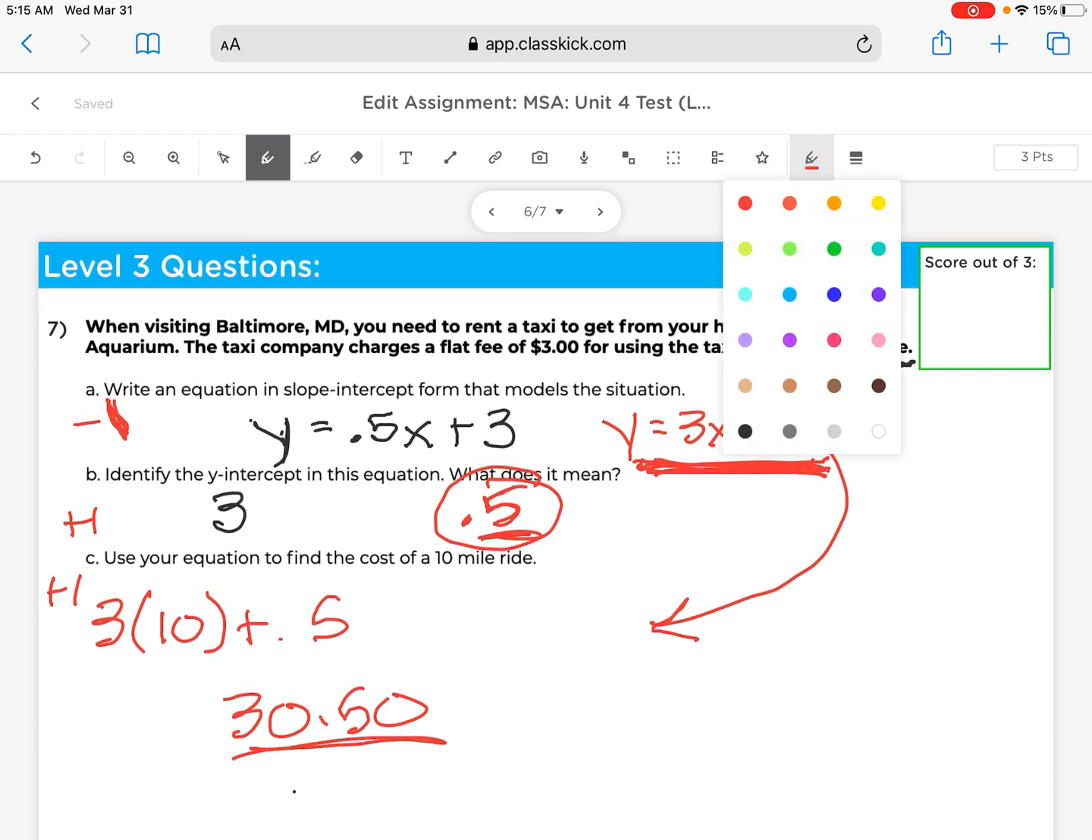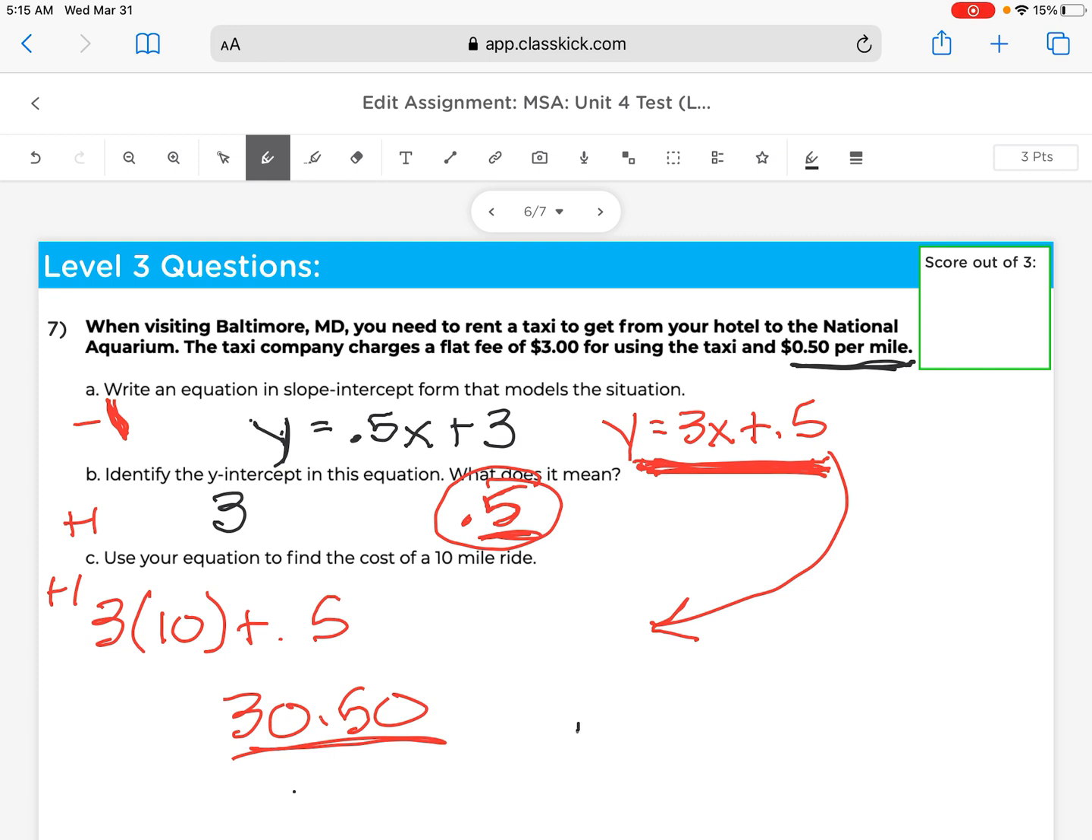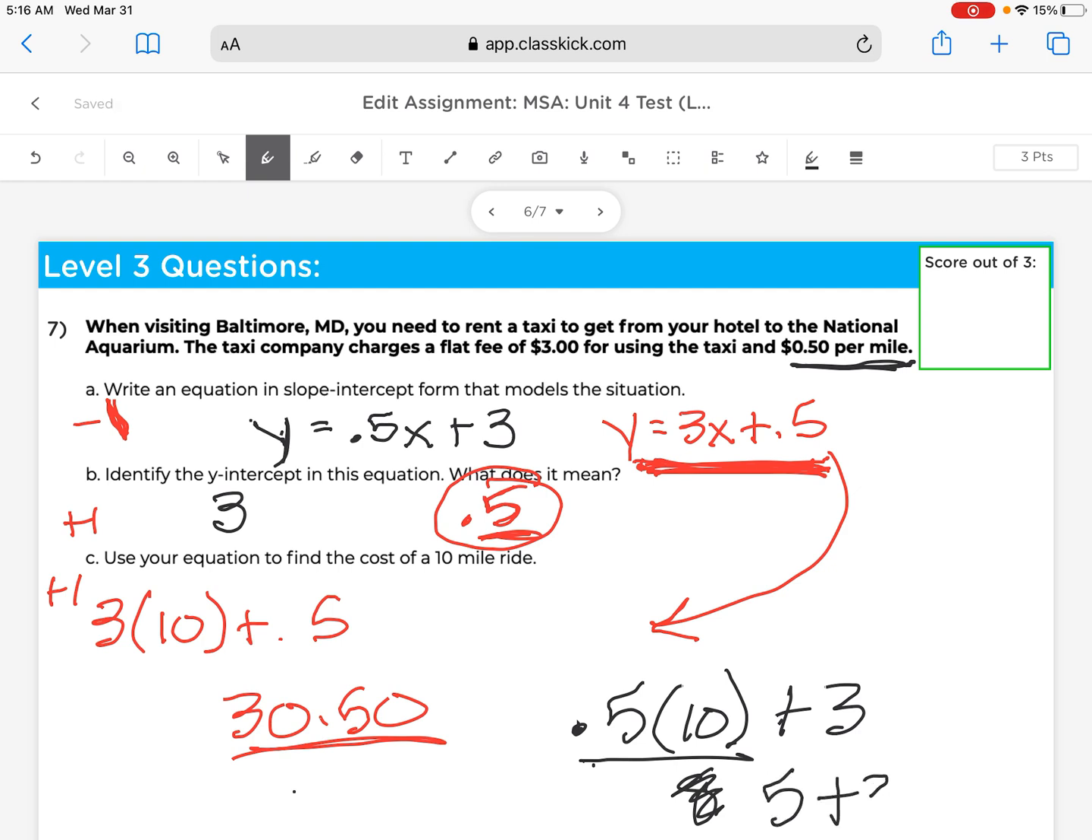But the correct one would have been 50 cents for 10 miles and then adding $3 after that. That ends up being $5, so you'd have a grand total of $8 that you'd have to be paying. So this is the correct thing we're looking for. Some people were doing stuff wrong, so you can still give yourself some points.